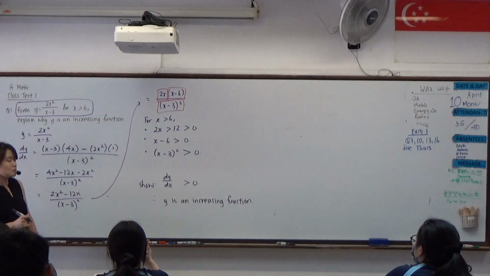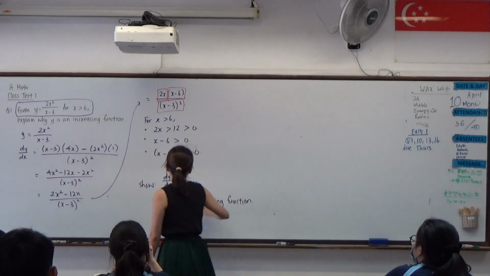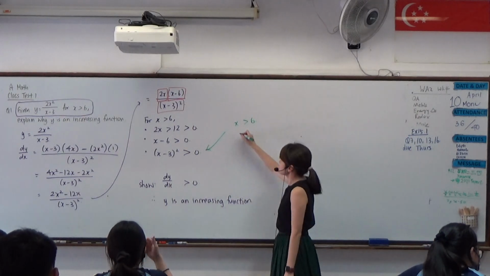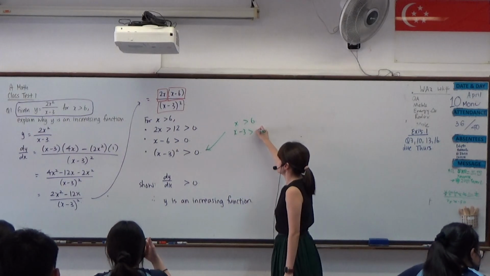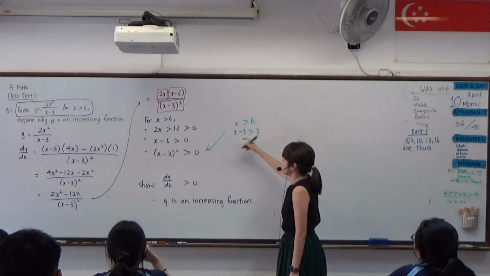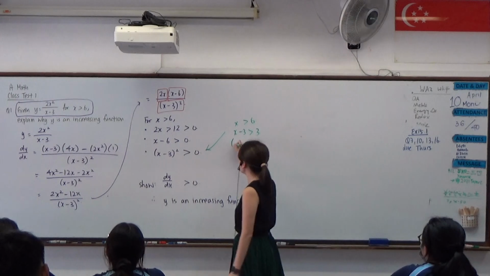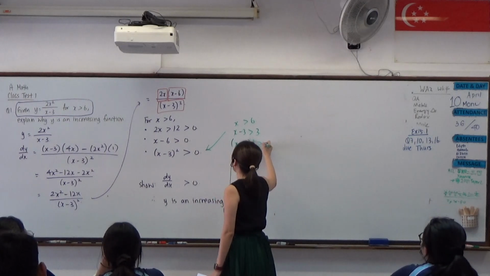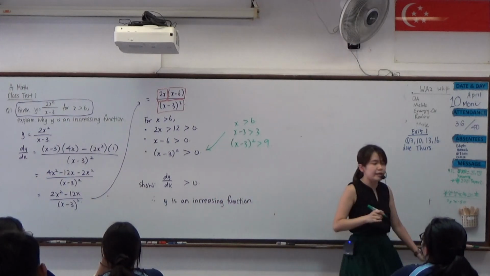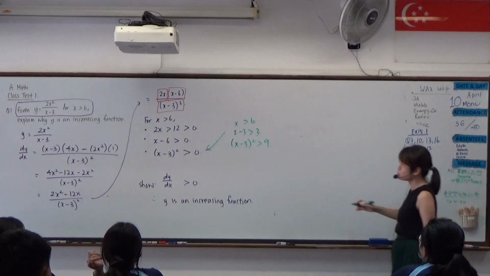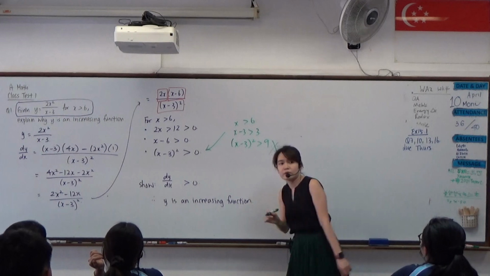What some of you actually do is that from x more than 6, you minus 3, give me x minus 3 more than 3, and then you very happily square both sides and tell me that x minus 3 bracket squared is more than 9. This is not true. Okay, this is not true.